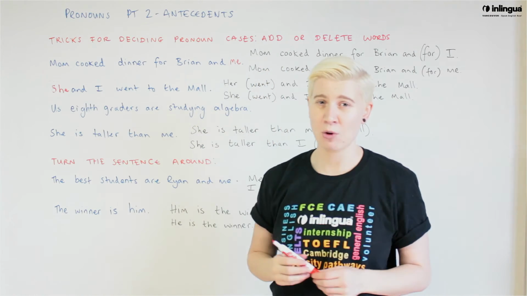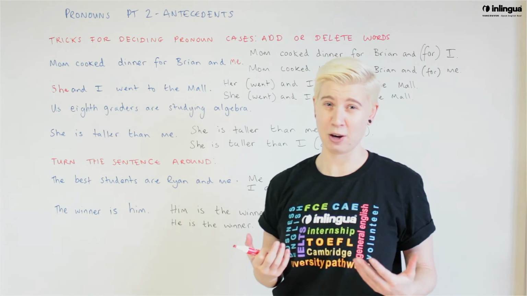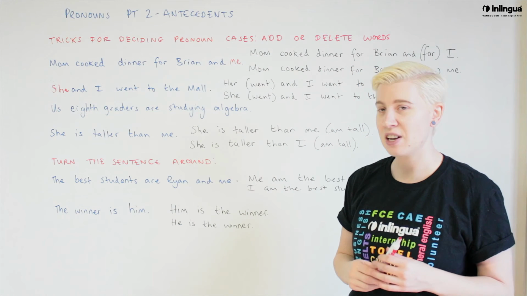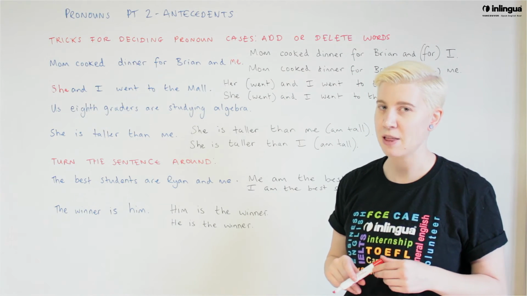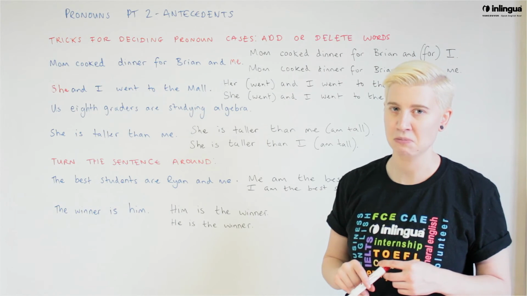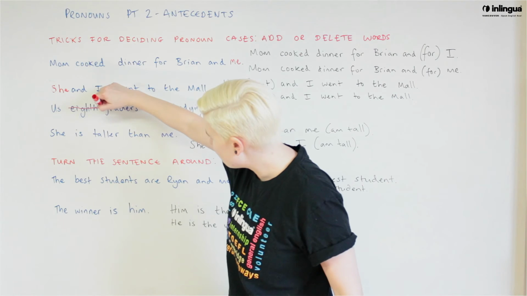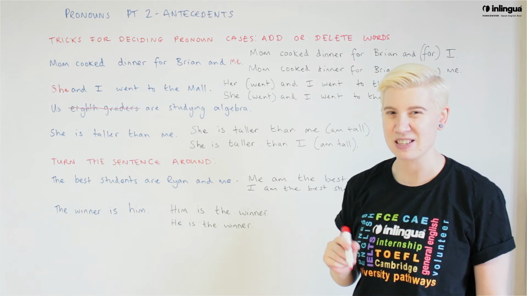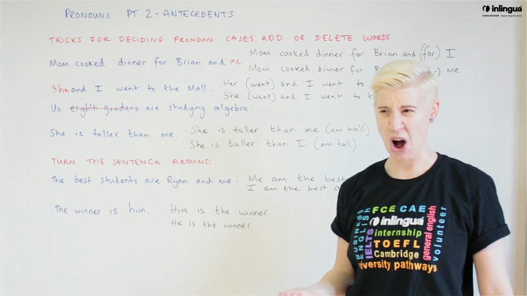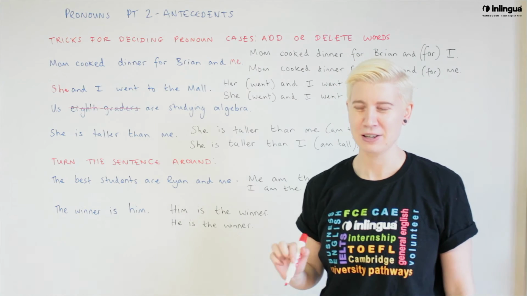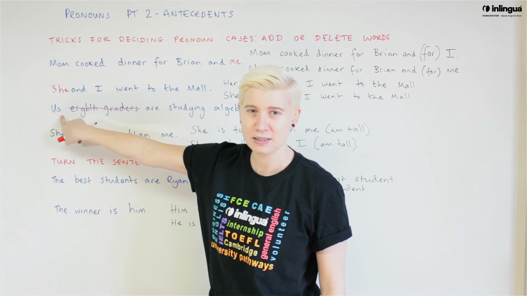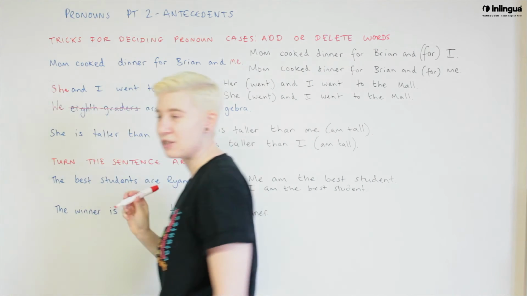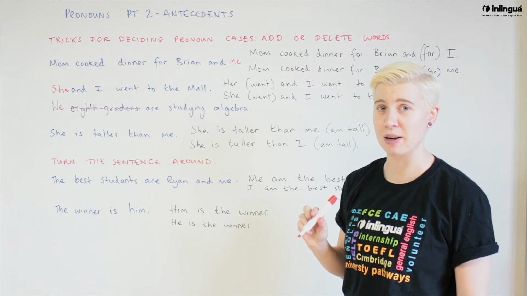Next up, I have an example of how deleting words can sometimes help. If you have a longer sentence, a little confusing, us 8th graders are studying algebra. That sounds okay. What about if I take out this section? Us are studying algebra. How does that sound? Nasty. Us are? Ooh, that's no good. Using the wrong case. What should this say? We. Need the subjective case. We are studying algebra.